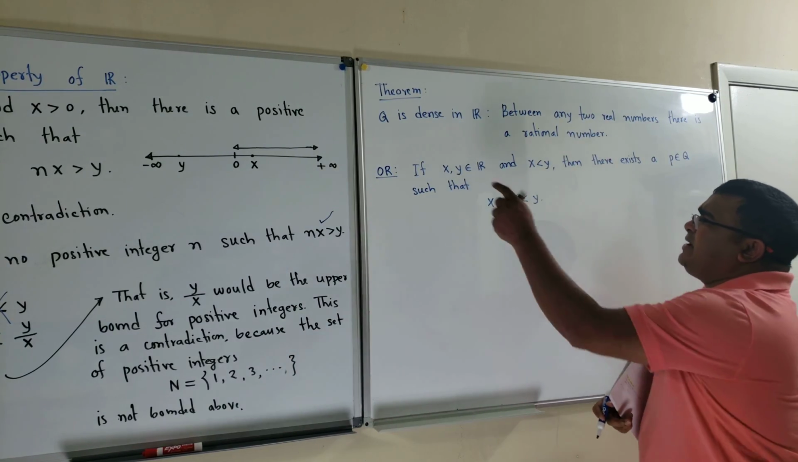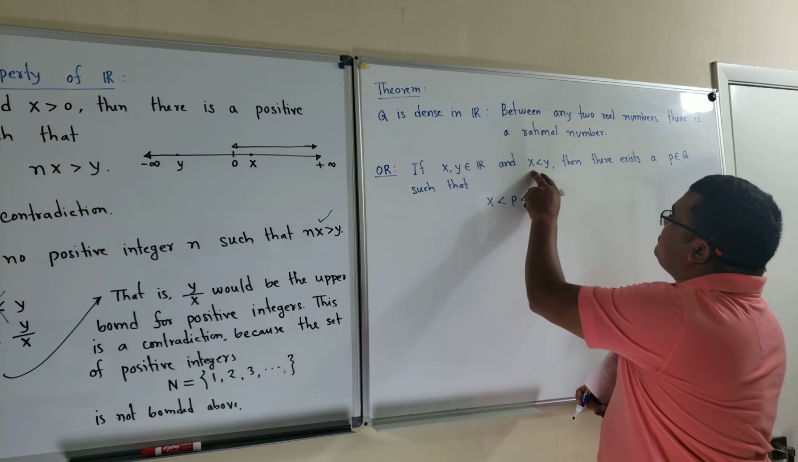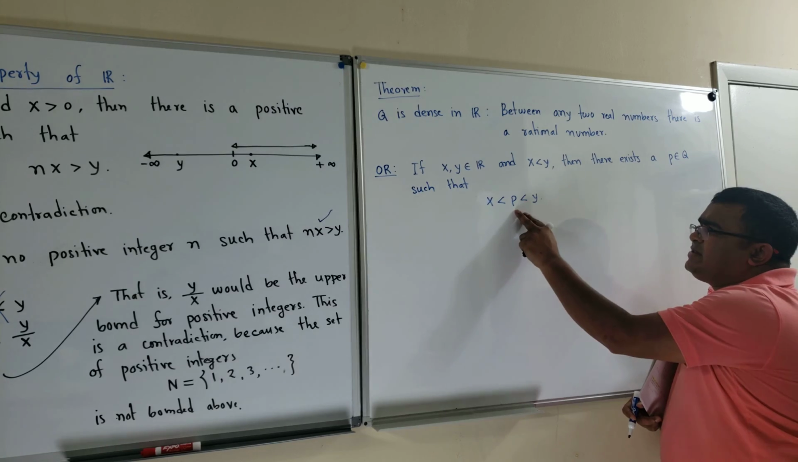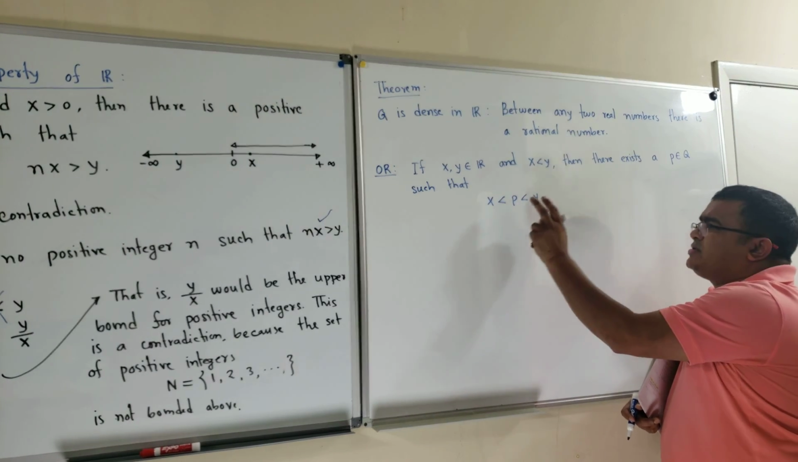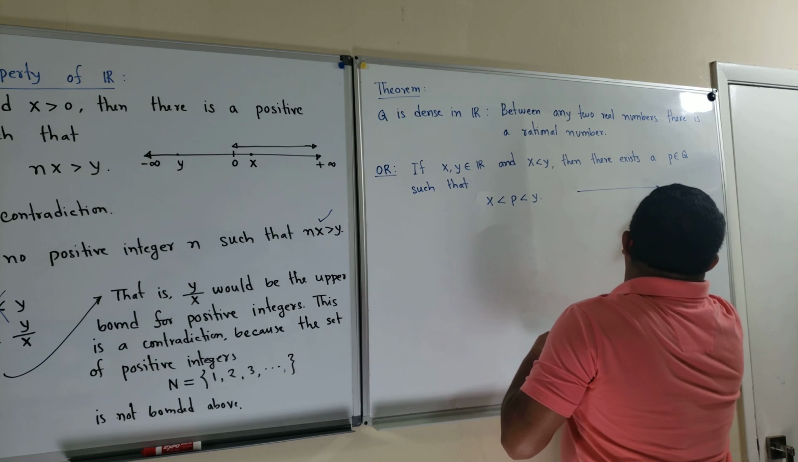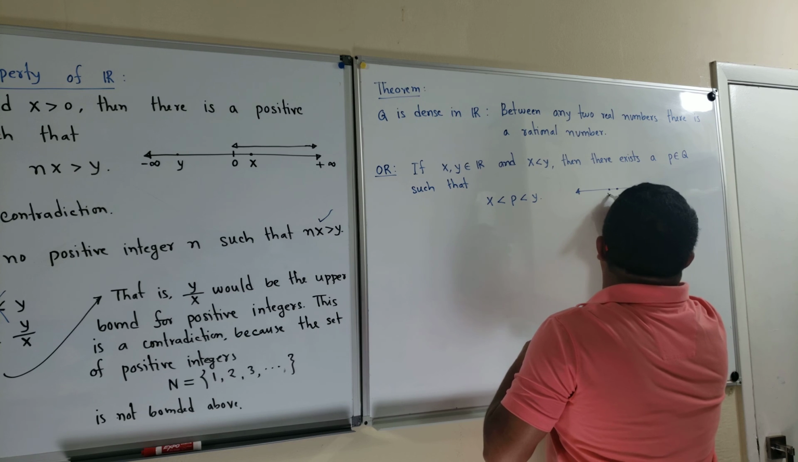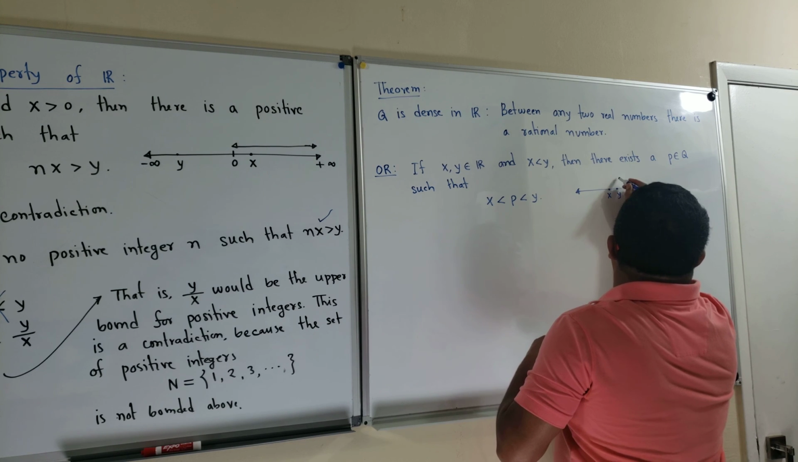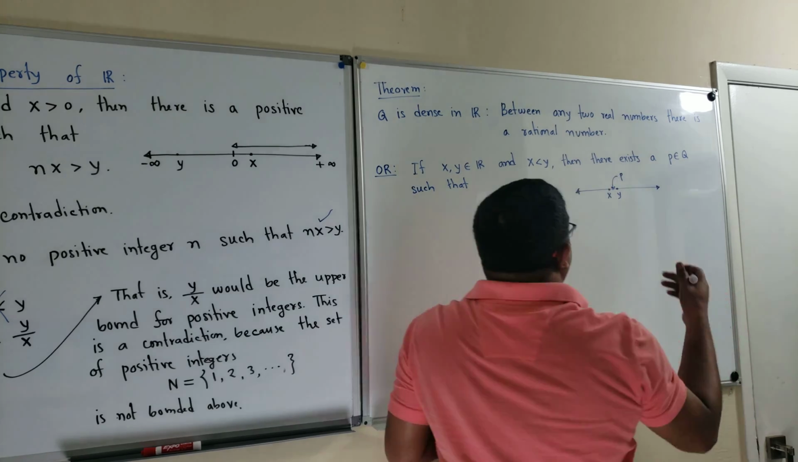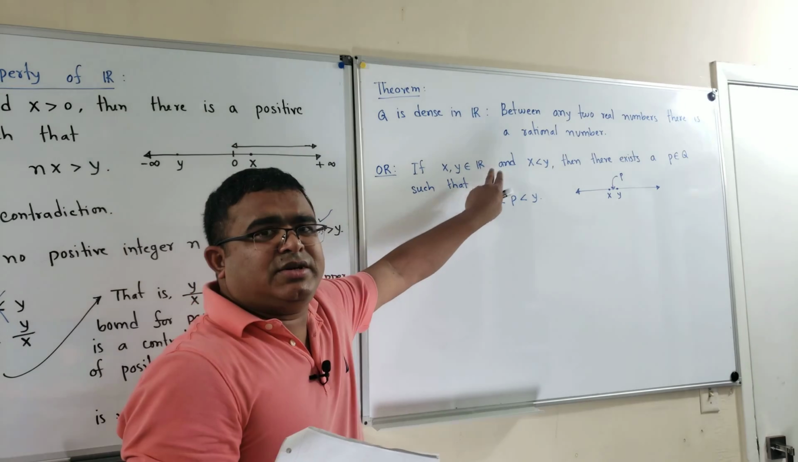That means if x and y are two real numbers where x is less than y, then between these two real numbers there exists a rational number. Always, this is always true. So on the number line, if you pick two real numbers x and y, then there exists a rational number between them. This is always true. It doesn't matter how close those two numbers are.